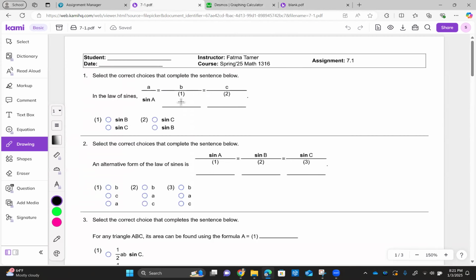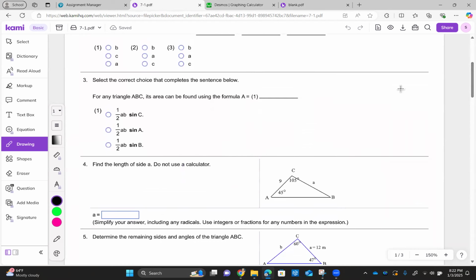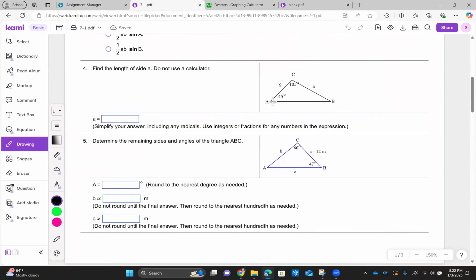We're now going to model questions from the homework for the Law of Sines. Question 1 and question 2 just ask you to confirm the formula for the Law of Sines. We're going to come back to this area formula. So let's go ahead and practice question 4 first.